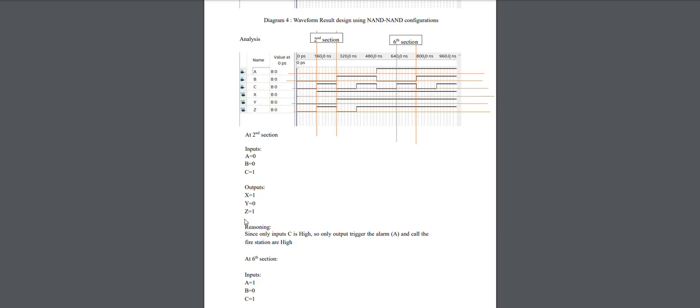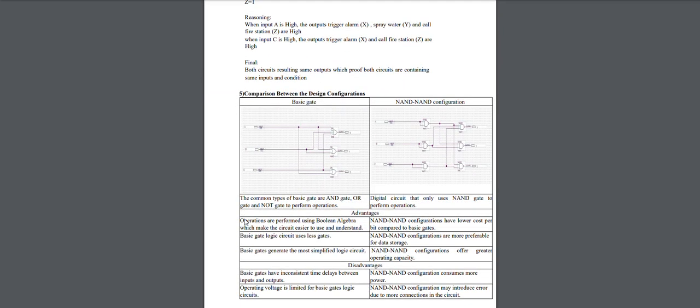Then let's move on towards the comparisons of configurations. Let's start with basic gates. The advantages of basic gates are that they're easier to design and understand, and they have simplified logic circuits. Their disadvantages are limited operating voltage and inconsistent time delays. Then the NAND-NAND configuration. Its advantages: it's cost efficient, suitable for data storage, and offers higher operating capacity. Its disadvantages are that it consumes more power and has potential errors due to additional connections.